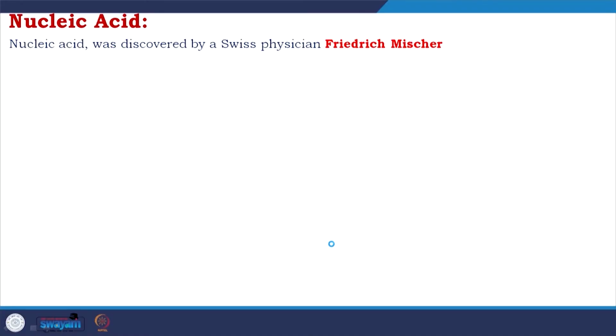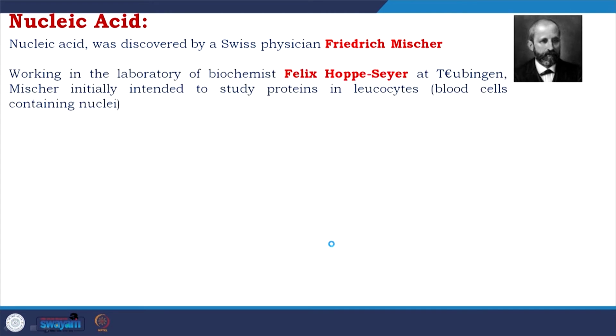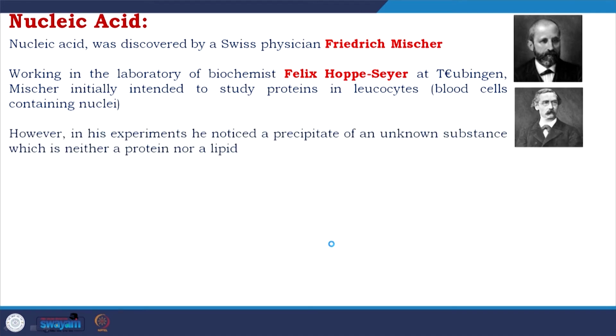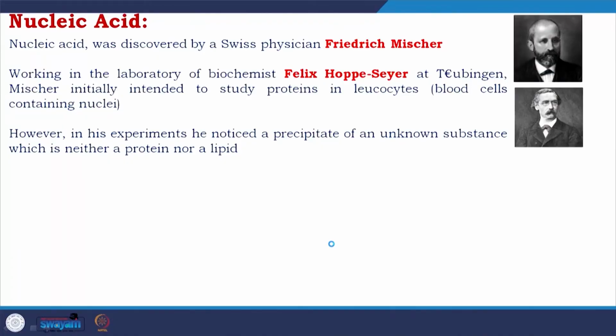Nucleic acid was discovered by Swiss physician Friedrich Miescher. Friedrich was working in the laboratory of Felix Hoppe-Seyler, a very famous laboratory of that time at Tübingen. Miescher initially intended to study proteins in leukocytes, that is, blood cells containing nuclei. This is Felix. However, in Friedrich's experiment, he noticed a precipitate of an unknown substance, and the tests established at that time showed that this is neither a protein nor a lipid.